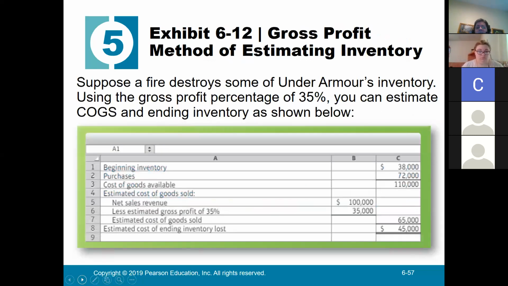Okay, so here's an example of doing that under a fire. You have to make an assumption that your gross profit is 35% and that it stays consistent. And that is a reasonable assumption in most cases.